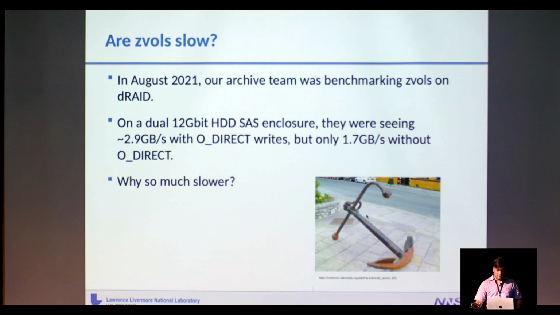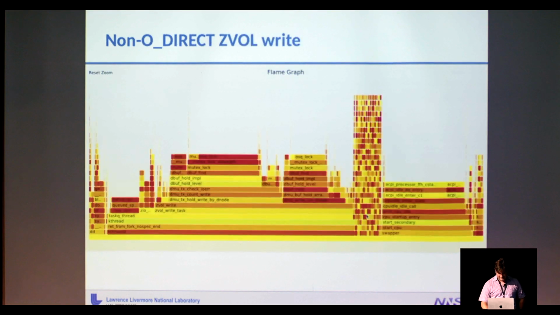For those of you who don't know, O_DIRECT is a flag that you can pass to open and openat. It's a hint to the kernel to say, don't cache anything I'm writing, just send it directly to the device. So I reran the test setup that they were using in the archive team, and I hit the same results. So I started down the rabbit hole.